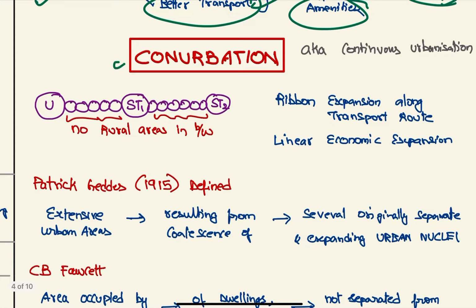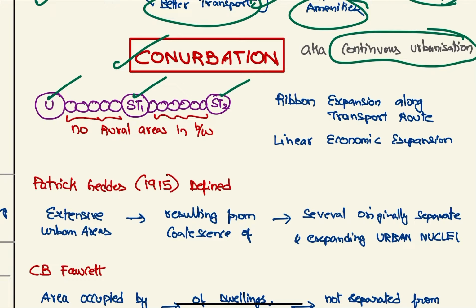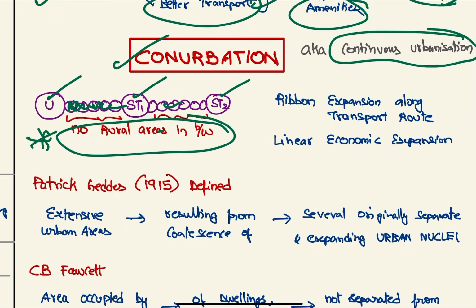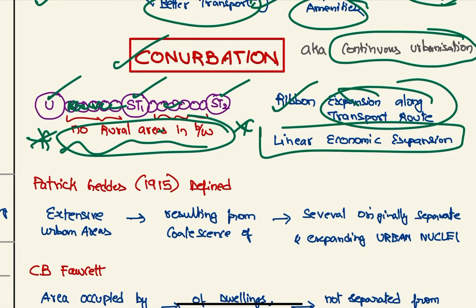Next we have the conurbation, which is continuous urbanization. For example, there is an urban main city here, satellite town, satellite 2, and there are dormitory towns and other cities here. They are all urban areas. There are no rural areas in between. This is the most important point in the conurbation. There are no rural areas in between. So this is a ribbon expansion along a major transport route, or linear economic expansion.